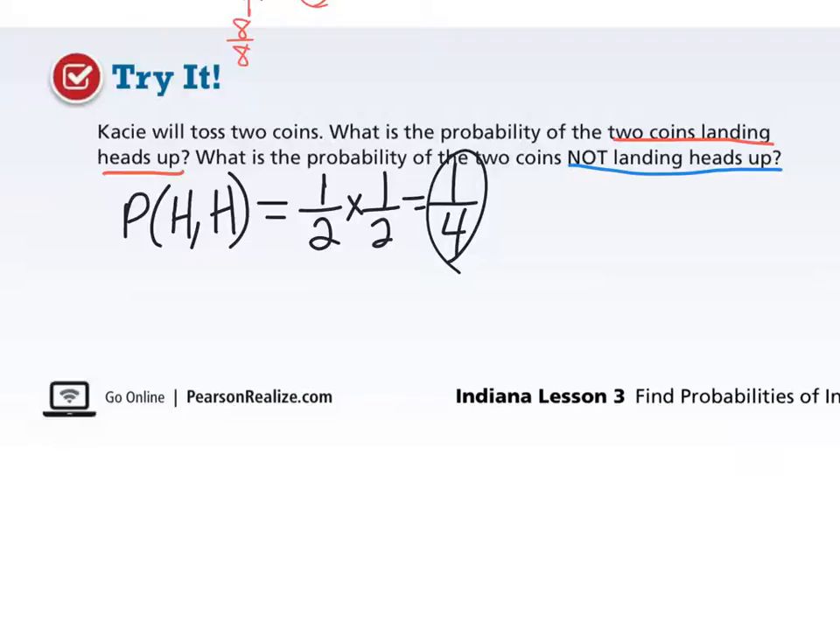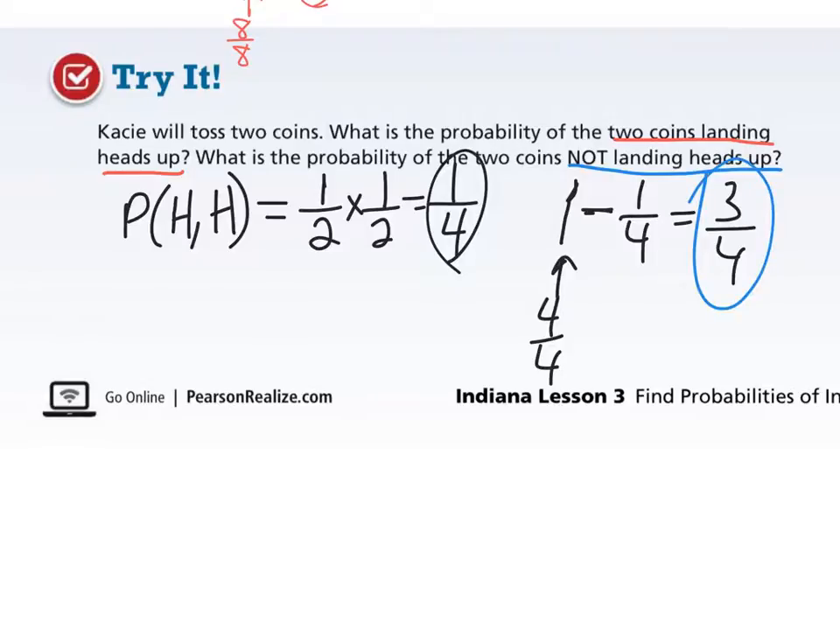And so we know either they're both going to be heads up or not. So if we talk about them not being heads up, we know that's like 1 minus 1/4, or you could think of 4/4 minus 1/4 would leave us with 3/4 chance that they don't both land heads up.